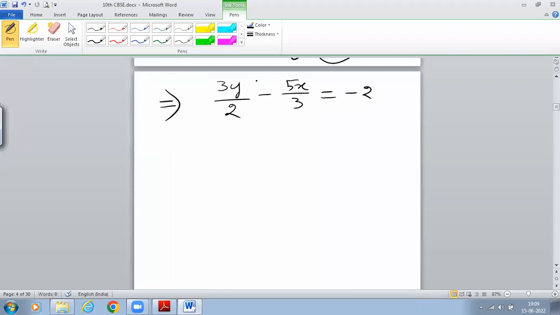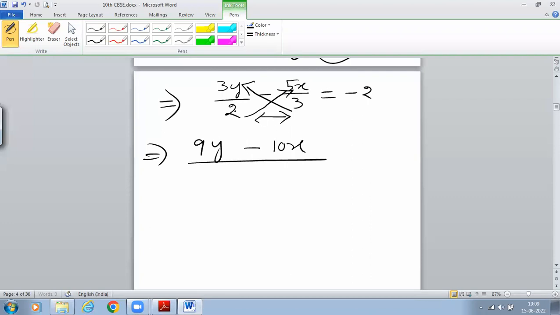So whenever combining two rational expressions or two rational numbers, we can do it by cross multiplication. This denominator has to be multiplied with this numerator. So what is 3 into 3y? It is 9y, because 3 into 3 is 9, 9 into y is 9y. Now we put the minus sign. Now this 2 we multiply with the opposite numerator. What is 2 into 5x? It is 10x, whole divided by the product of the two denominators. What is 2 into 3? 6. This is the new denominator, which is equal to minus 2.